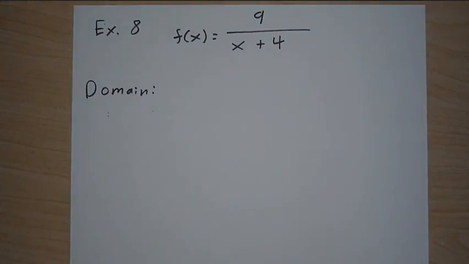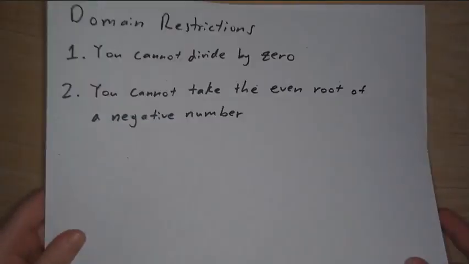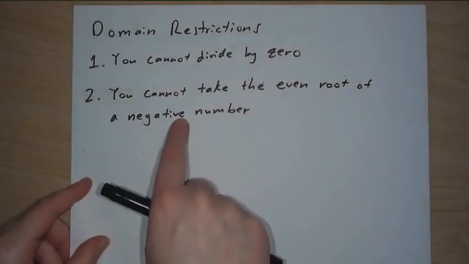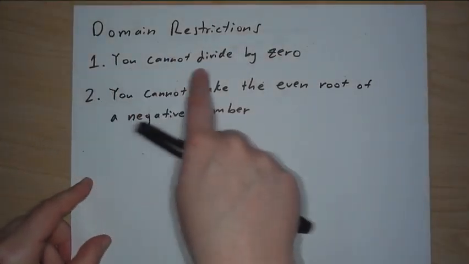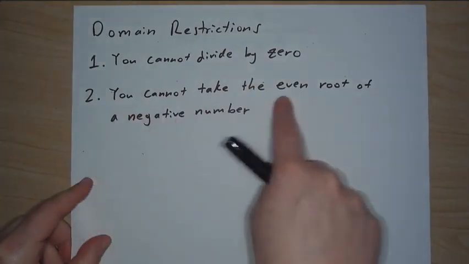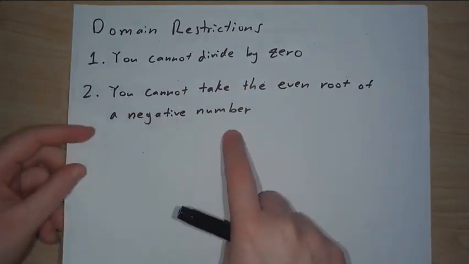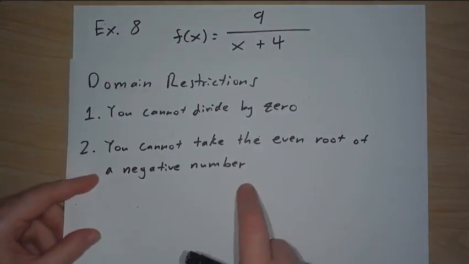To figure out the domain, we start with the domain of negative infinity to infinity, unless we have the following domain restrictions. The first one is you cannot divide by 0, and the second one is you cannot take the even root of a negative number. So we're going to look at our function.